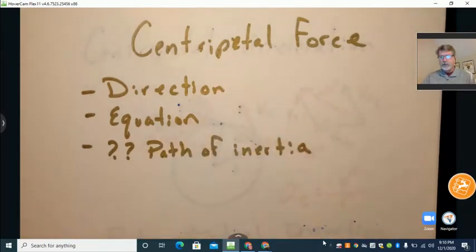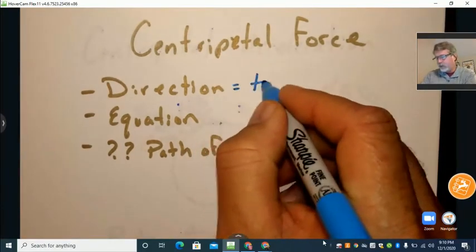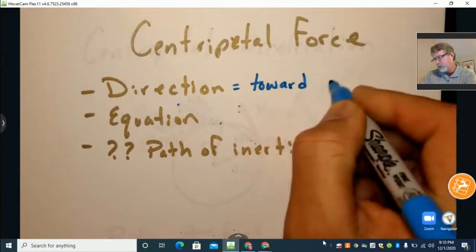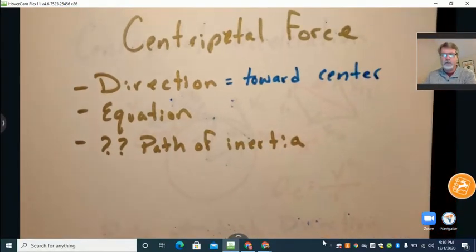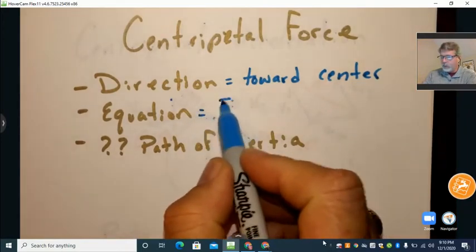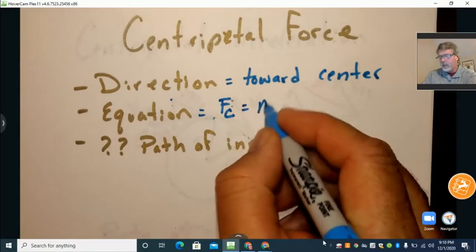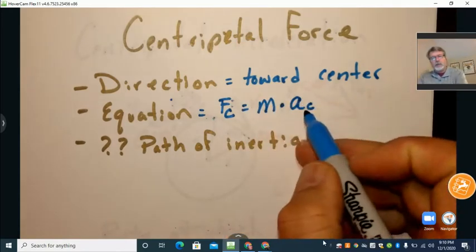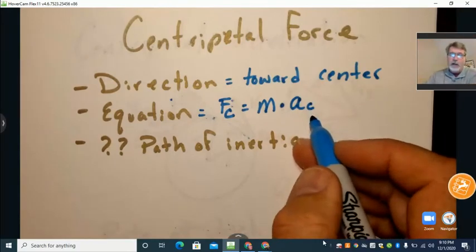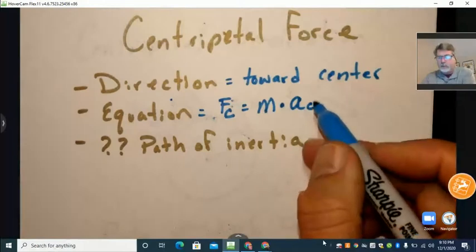So we want to answer these questions. What direction is the centripetal force? Well, the short answer is towards the center. All right, towards the center of the circle. The equation would be force, centripetal, F sub c, is the mass of the object times the centripetal acceleration. Now, this number may or may not be equal to the acceleration of the object, the linear acceleration, okay?